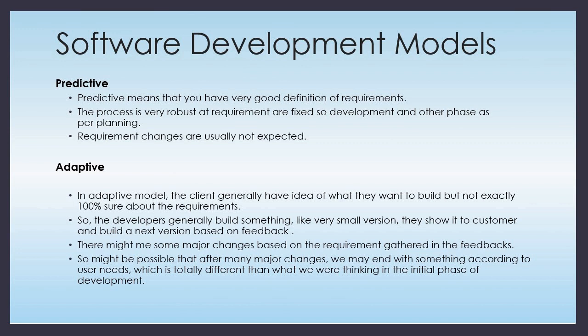In an adaptive model, the client generally has an idea of what they want to build but is not exactly 100% sure about the requirements. So, the developers generally build a very small version. They show it to the customer and build the next version based on their feedback. There might be some major changes based on the requirements gathered in feedback. So, it might be possible that after many major changes, we end up with something according to user needs, which is totally different from what we were thinking in the initial phase of the development.